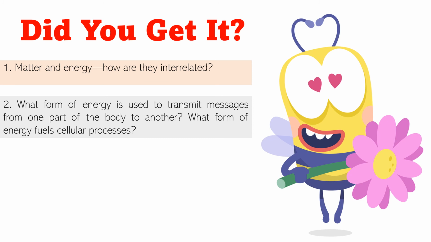Number two, what form of energy is used to transmit messages from one part of the body to another? What form of energy fuels cellular processes? Electrical and chemical energies are both involved in transmitting messages in the body.